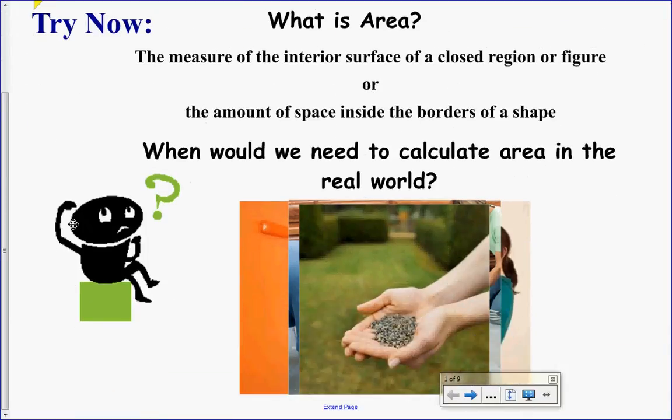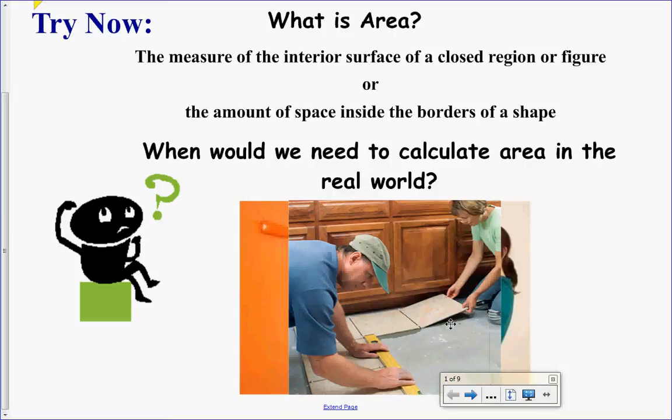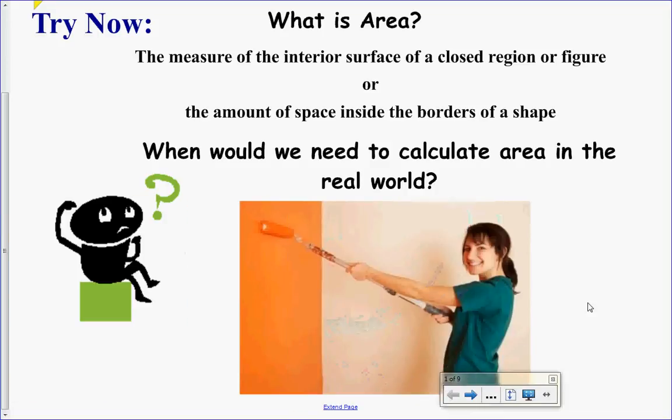So when would we need to calculate area in the real world? One example is when you're seeding your lawn. You need to know how big your lawn is, how much area to cover with the seeds. The next is if you're going to do any kind of work in your house, fixing the floors, you're going to have to measure the area of the floors and the area of the tiles to know how many tiles to buy. Another is obviously painting. Area, how much wall space do you have so you know how many gallons of paint to buy.